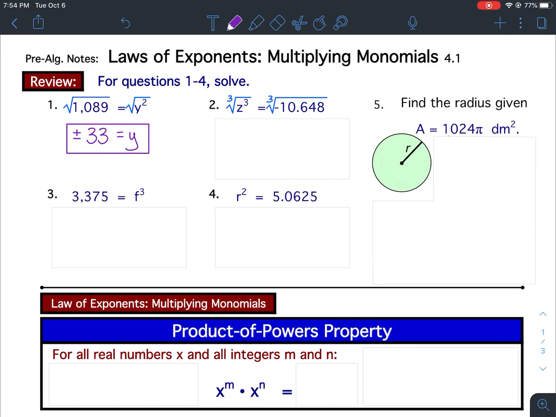Number 2, oh wait, first of all, let me cancel my square and square root. For number 2, I'm going to cancel my cube and my cube root. After I take the cube root of both sides, I get z equals negative 2.2. Remember, with a cube, if the original number is negative, your answer will be negative.